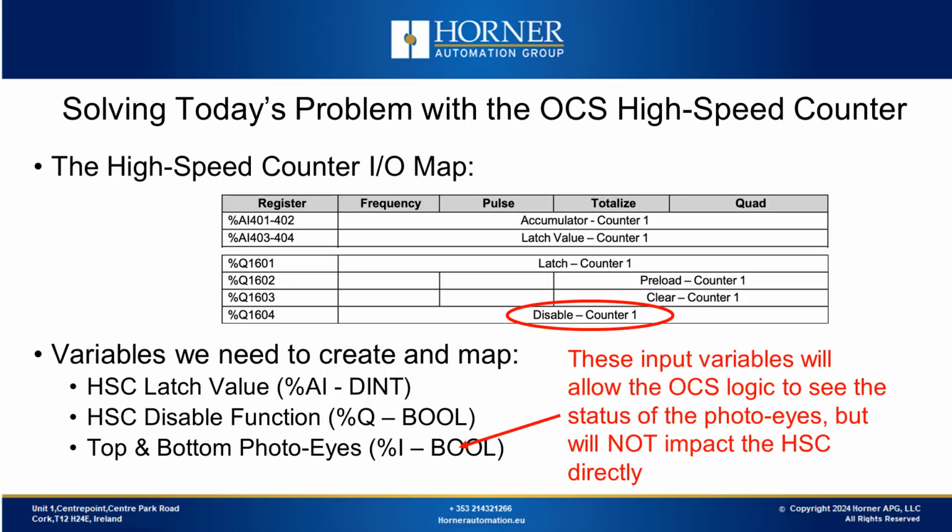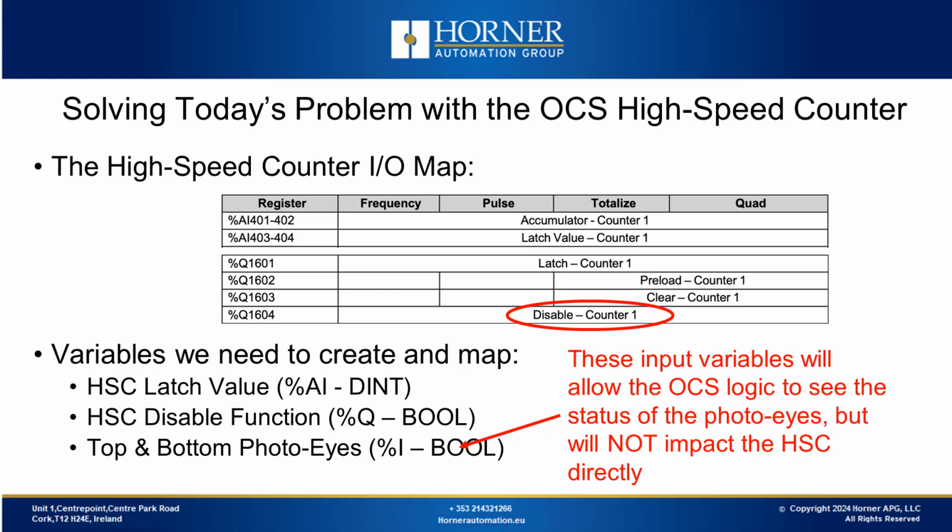Once we have configured our high-speed counter, we need to create variables to use in our program. To do this, we will first go to the user manual of our controller and find the high-speed counter memory map. Here we can see the memory map for the EXLW counter 1 with the memory map for the accumulator and latch value, which are mapped to %AI registers, and the memory map for the latch, preload, clear, and disable functions, which are mapped to %Q.